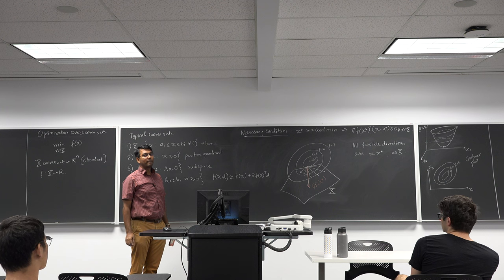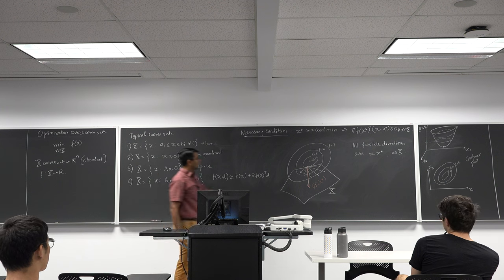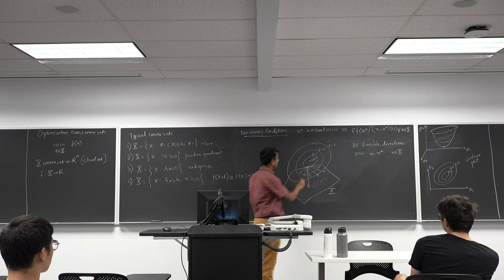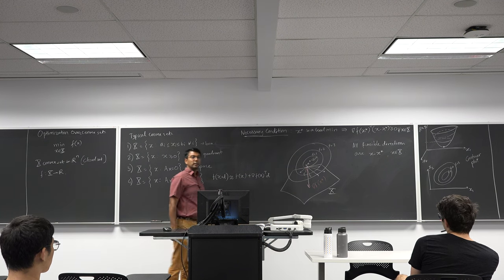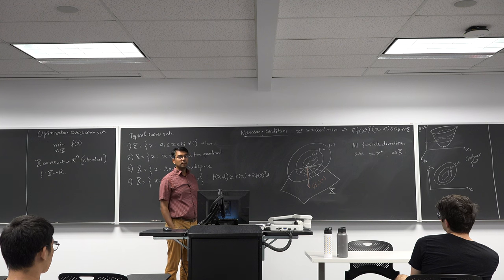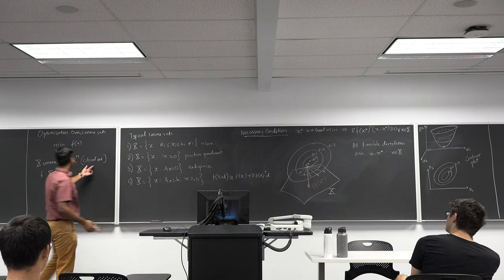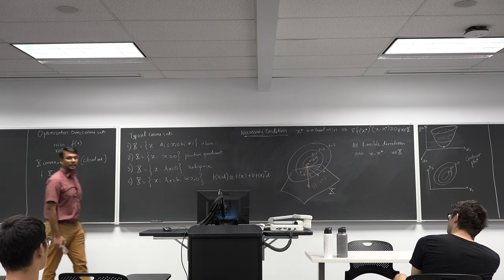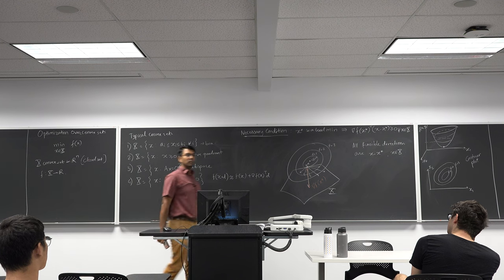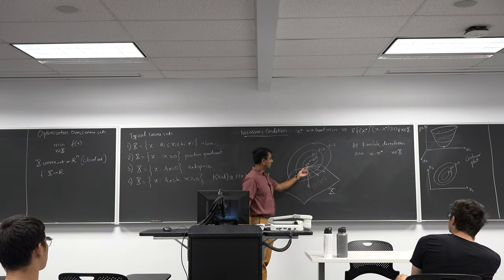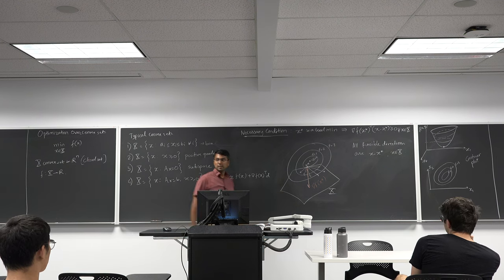So the minimum value of the function in that set. Correct. This point x star is not inside the set, it's at the boundary of the set. And that's why this set is supposed to be a closed set. It cannot be an open set, because then the boundary is not included. So we have a closed set here. Okay? Any other question?